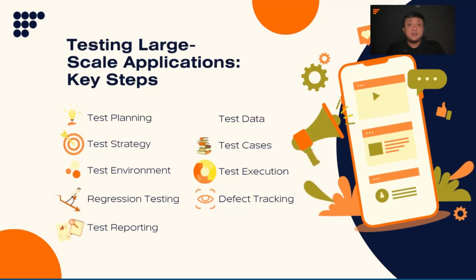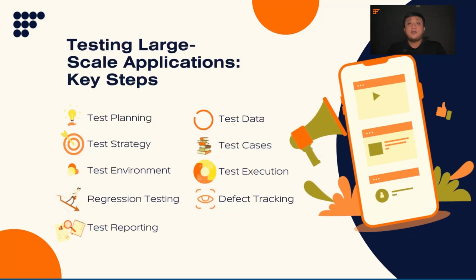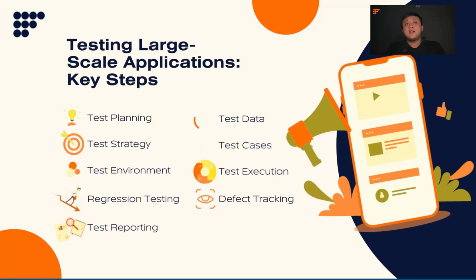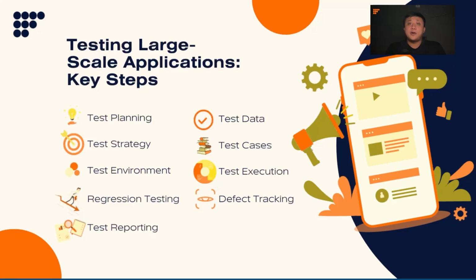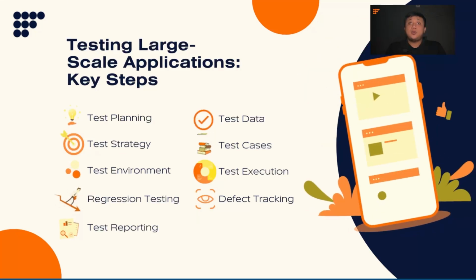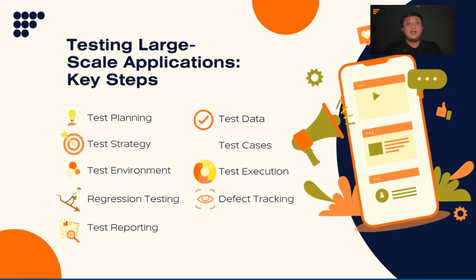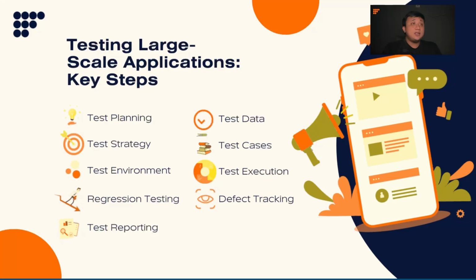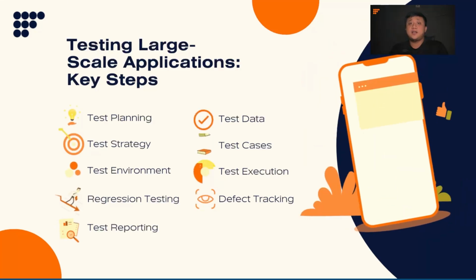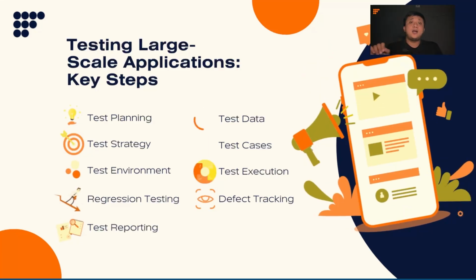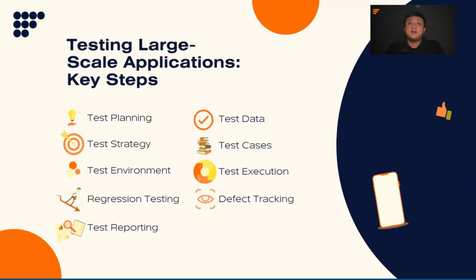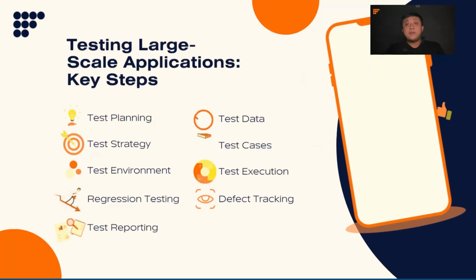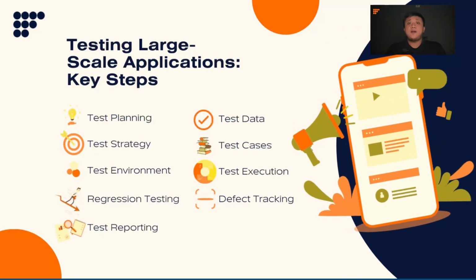In regression testing, make sure the new updates don't break existing features. For example, an update causes bugs in features that were working fine before. As QA, do regression testing after each update to ensure everything still works. Then in test reporting, keep track of the results, issues, and coverage. For example, without good reporting, it's hard to know where the problems are. As QA, document everything carefully to keep everyone informed.